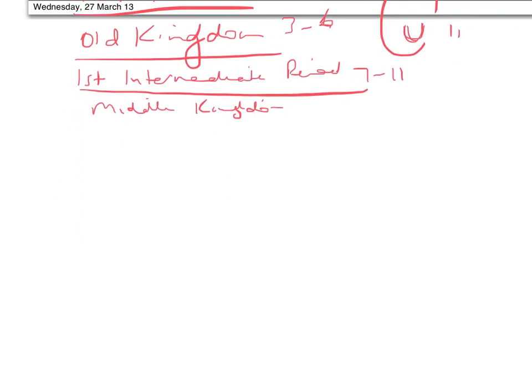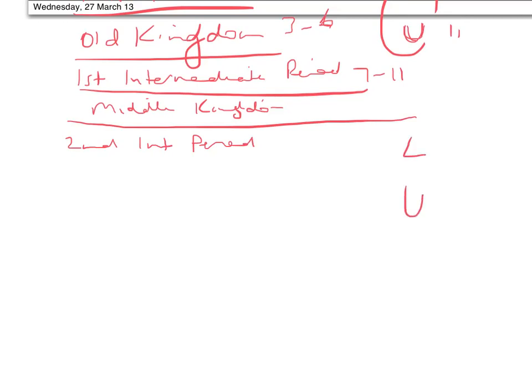So after that Middle Kingdom, what we see is the second intermediate period, where we have again Upper and Lower Egypt, who were united, have been split again. So that's the second intermediate period. And with that we have a whole bunch more dynasties.